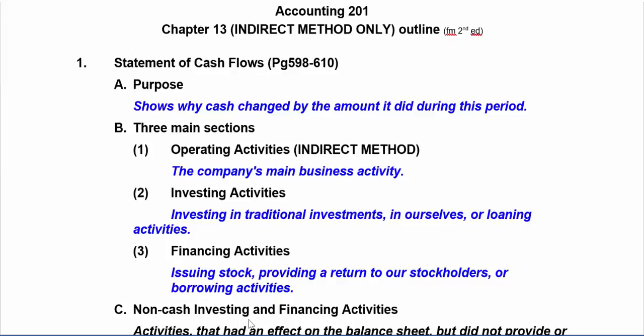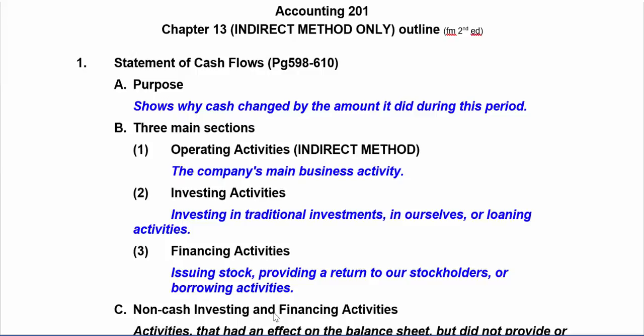So there are three kinds of activities that a business can be broken down into: operating, investing, and financing. Operating activities are your main business activity. Investing activities are the kinds of things that you do when you're investing in regular traditional investments or bulking up on assets, long-term assets specifically, or loaning money out. Financing activities involve issuing stock or providing a return to our stockholders, like through dividends, or borrowing activities.